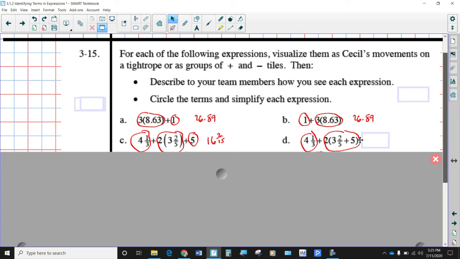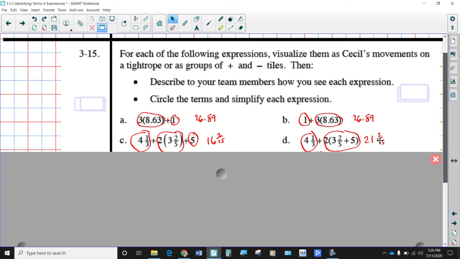Here, we've got the parentheses around the 3 2/5 and the 5, so you have to add those together, and you'll get 8 2/5, which would double, which would give you something around 16, right? Because 8 times 2 is 16. A little bit more than 16 plus 4 1/3 gives you an answer that's in the 20s, and that's 21 2/15.